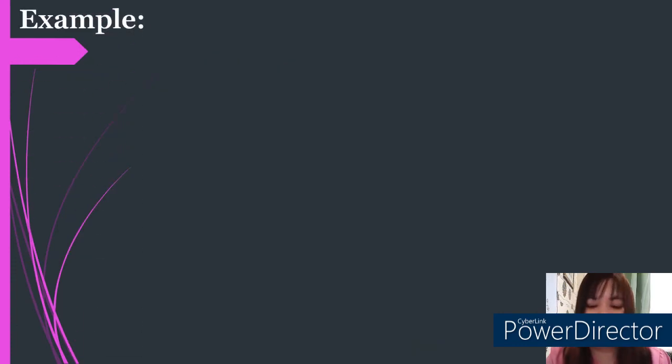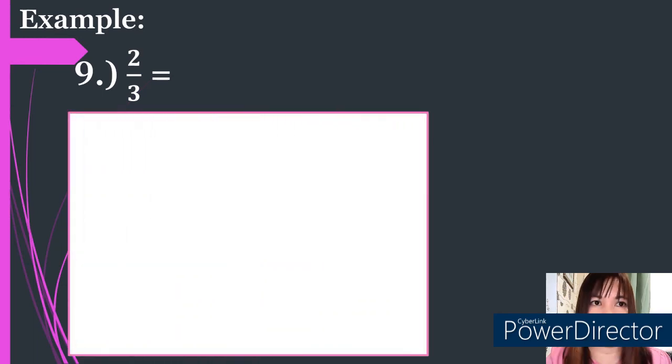Now, let's have the second to the last example. We have 2/3 changed to decimal. So it's a proper fraction, no? We are going to simply divide 2 divided by 3. Okay. So, ilang 3 meron sa 2? So, there is none. Wala. So, put 0. And then, put a decimal here and also here. Then, add 0. And it just becomes 20 divided by 3.